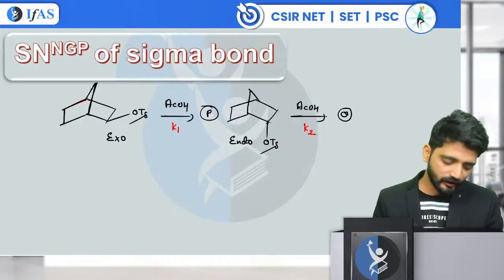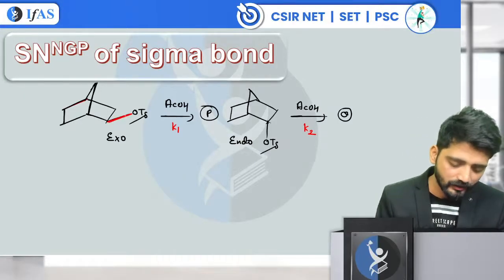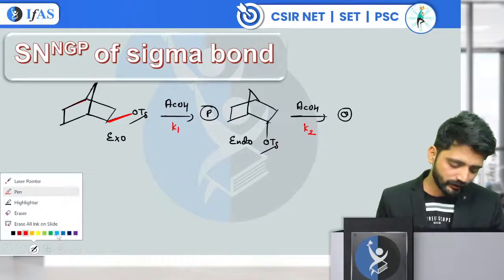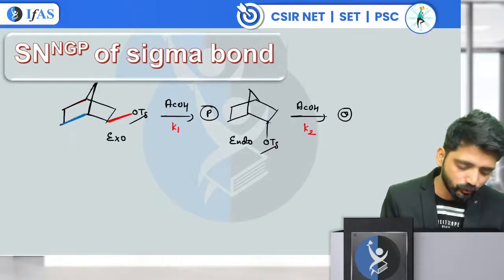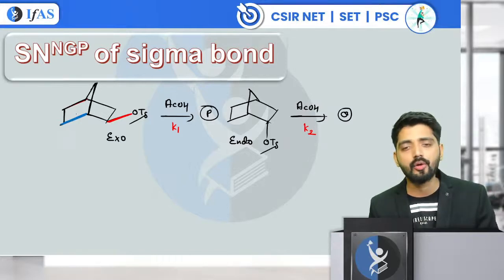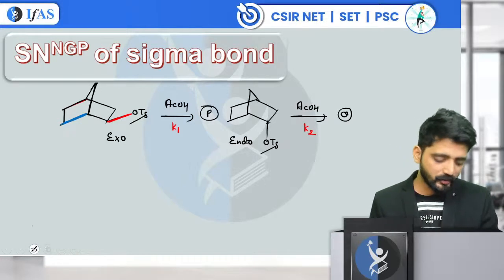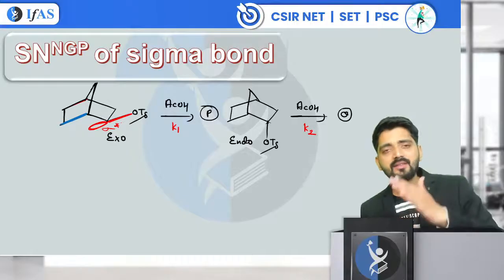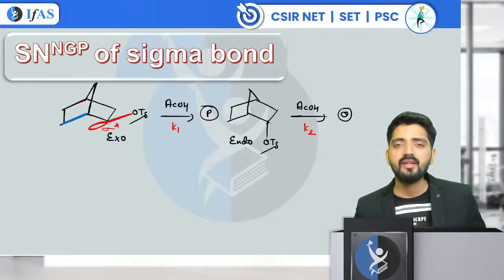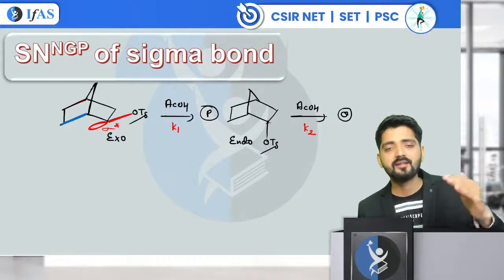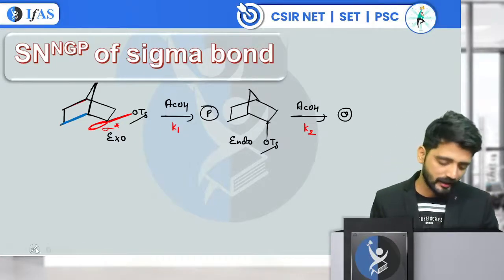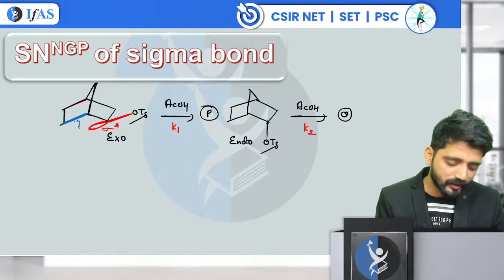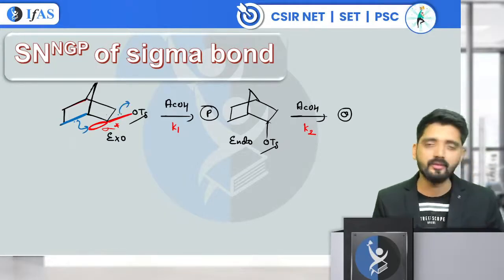What happens when I look at the OTs group? It is present somewhere here. Now I need to find the bond which is anti to this red color sigma bond. If you carefully look into the norbornane system, you will find this blue bond will be anti to the red bond of the OTs. How, sir? Let's suppose you have a sigma star orbital present at this center. This sigma star orbital and the blue color bond are very easily approachable, and the sigma bond can attack into the sigma star orbital, and you can say they both are anti-periplanar also. Now what happens is the sigma bond attacks into the sigma star and the OTs group is removed.